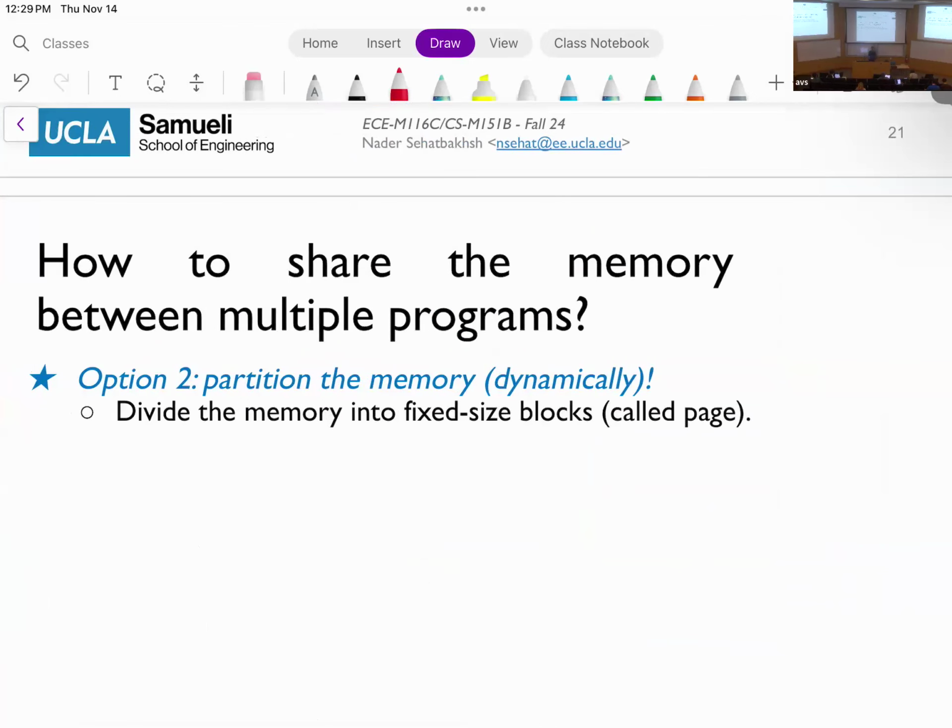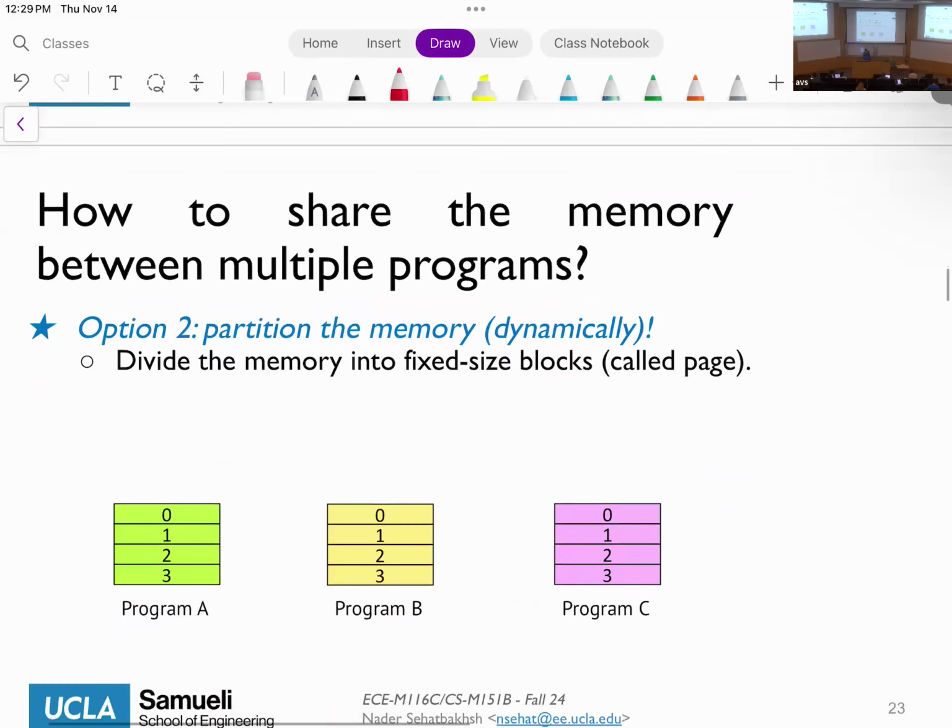So going back to what I was just saying, the first thing that we're going to do is divide the main memory into smaller chunks called pages, okay? Once I have that, I'm going to think about each program as some combination of these pages, right? So for example, let's say I have 3 different programs, program A, program B, and program C. And for example, each program might have 4 pages at the beginning, okay?